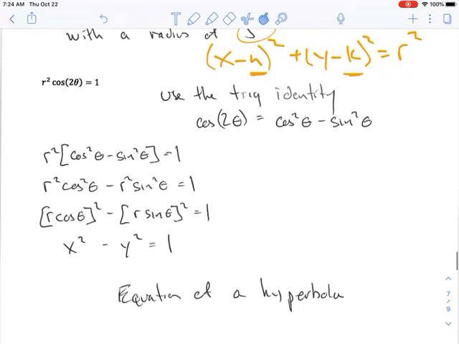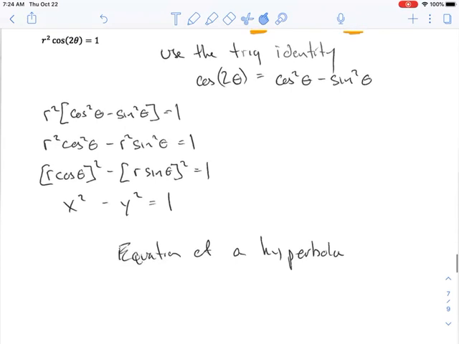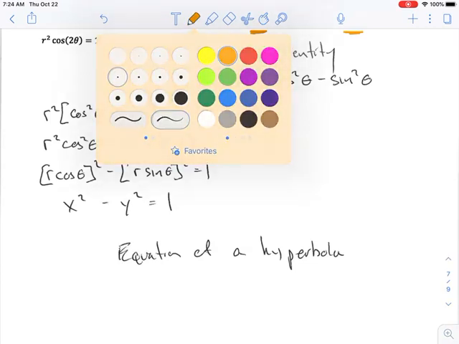One more here. We have r squared cosine of 2 theta equals 1. We already have an r squared in it. We could just try substituting x squared plus y squared in there times the cosine of 2 theta. That gets a little clumsy. We still have to figure out what to do with the cosine of 2 theta. So we use a trig identity. I'm going to use this trig identity right here.